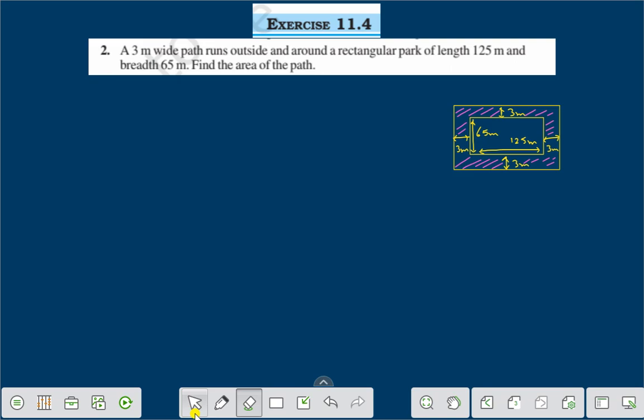A 3-meter wide path runs outside and around a rectangular park of length 125 meter and breadth 65 meter. Find the area of the path. Here you find that the length of the rectangular park is 125 meter and breadth is 65 meter, and you have to find the area of this path. Here you see the width is 3 meter, here it is also 3 meter, here it is also 3 meter, and it is also 3 meter, right?